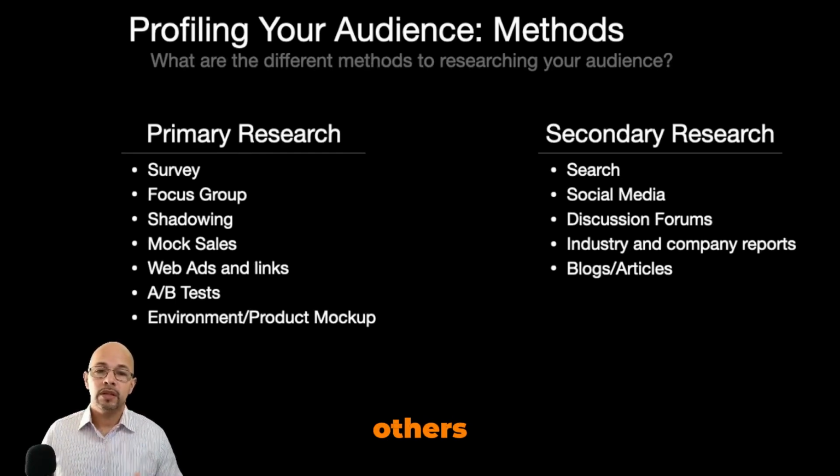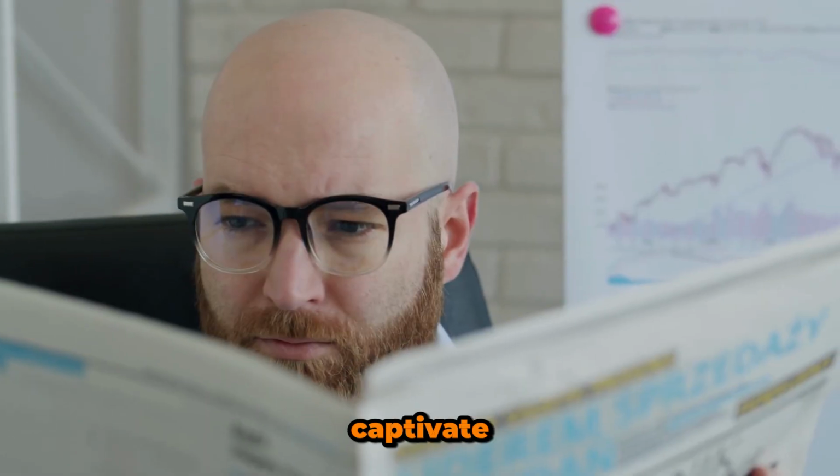And then there are others that I think are self-explanatory: web ads and links. Essentially what that means is you could do primary research by creating ads and simple landing pages, really for the purpose of understanding what is the potential problem and solution that people are looking for. And this could also be used for A/B testing, which is finding good headlines that will captivate the audience.